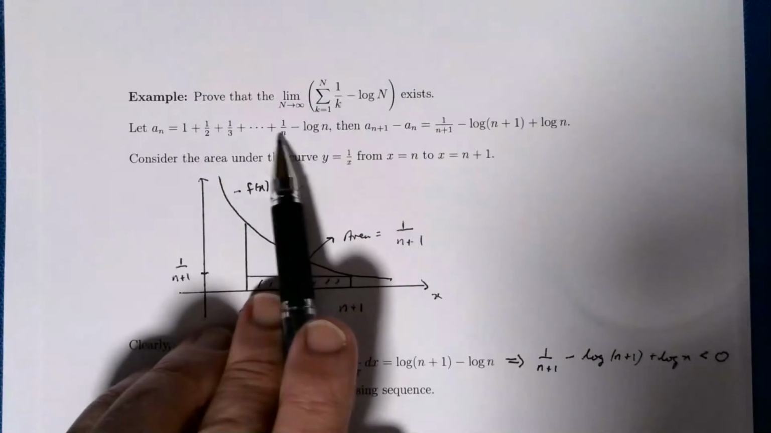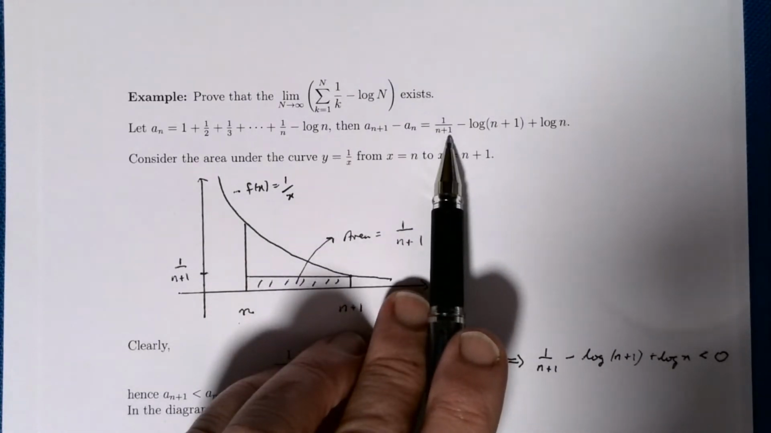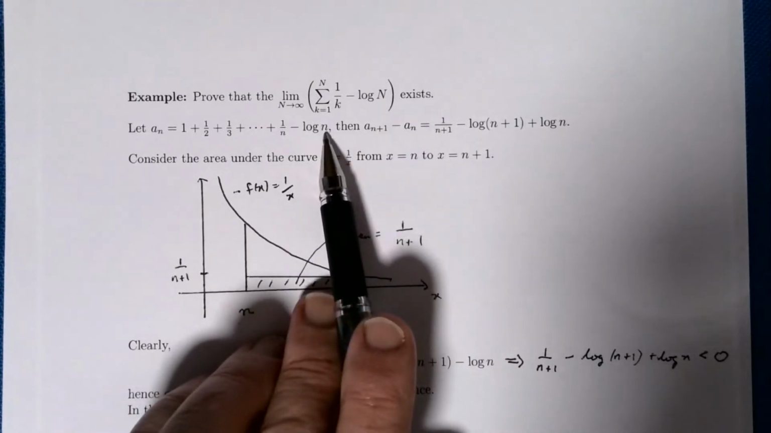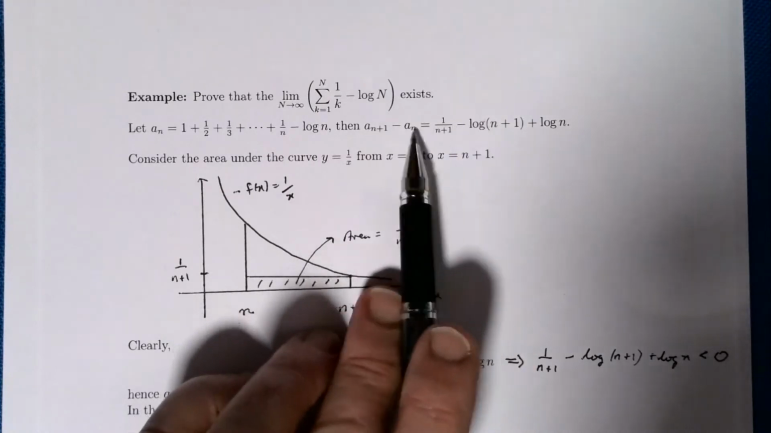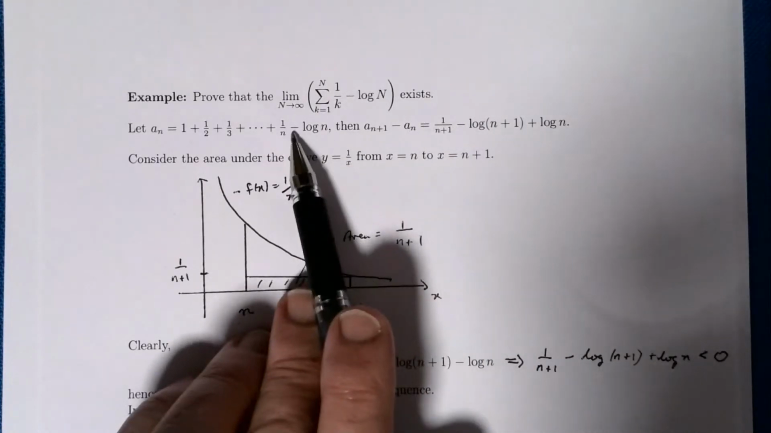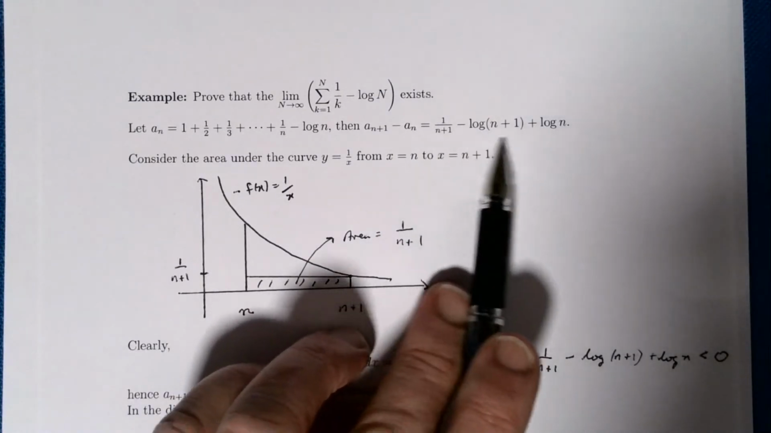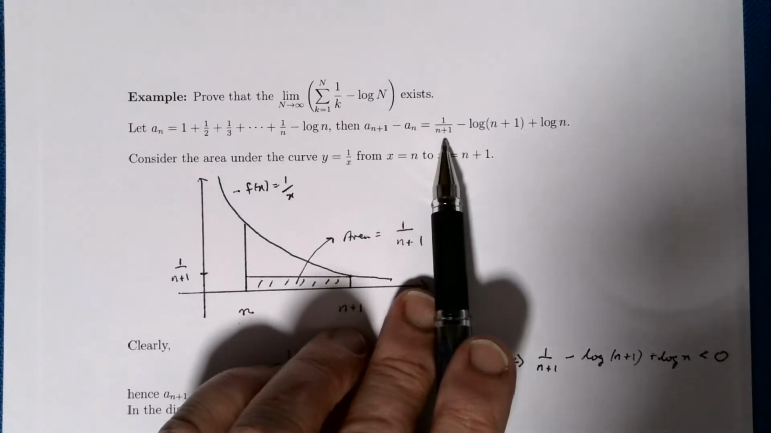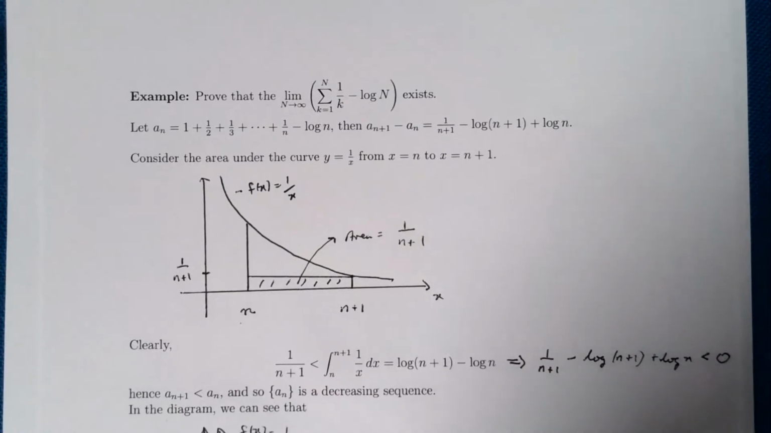All of this bit will disappear, and I'll just get 1 over n plus 1. That's the next term along. Replacing n with n plus 1, I get minus log(n plus 1). Then subtracting off a_n, I get plus log n. I want to analyze this quantity and see how big it is, and we do that by looking at some geometry and some areas.